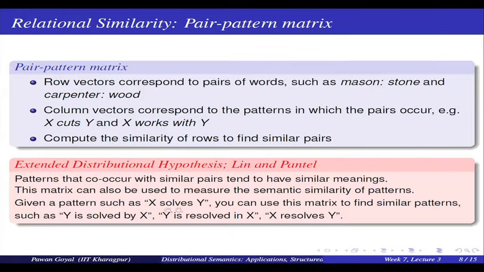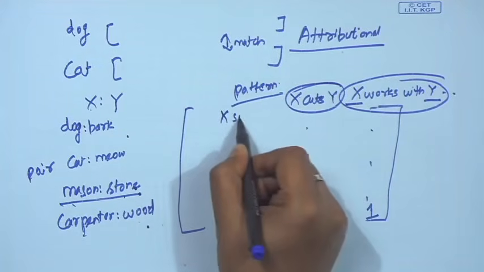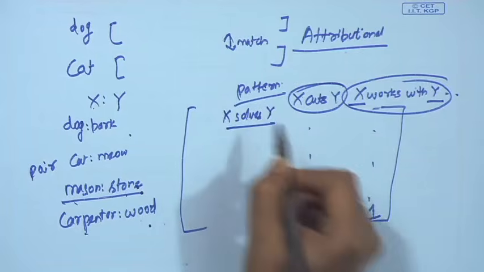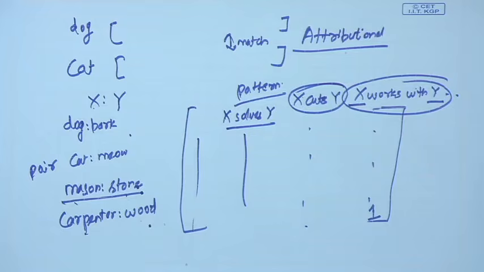So suppose I am given a pattern like X solves Y, and I want to find out what other patterns are similar to X solves Y. How will I do that? I will first enumerate all the possible patterns that can occur with X and Y. Then I will find all the possible pairs and how many times they co-occur with various patterns. So I will fill this matrix, and then for the pattern X solves Y, I will find what other patterns have similar pairs as X solves Y.